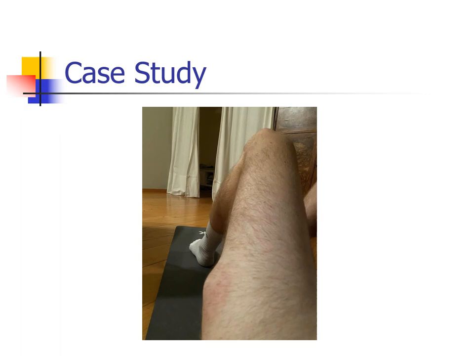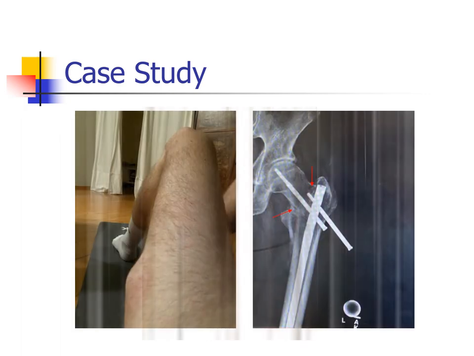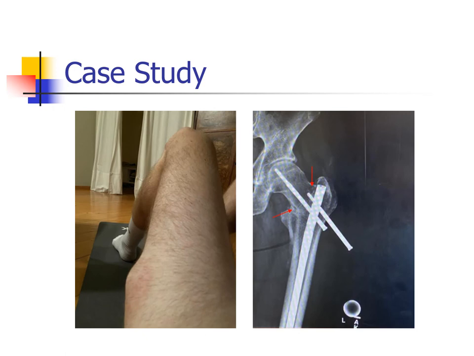And so let's take a look at the x-rays that they got later that day. And so I have the image up of him kind of lying in that supine hook lying position, so you can see that area of the hip again. And then on the right, we have the AP view of his hip.